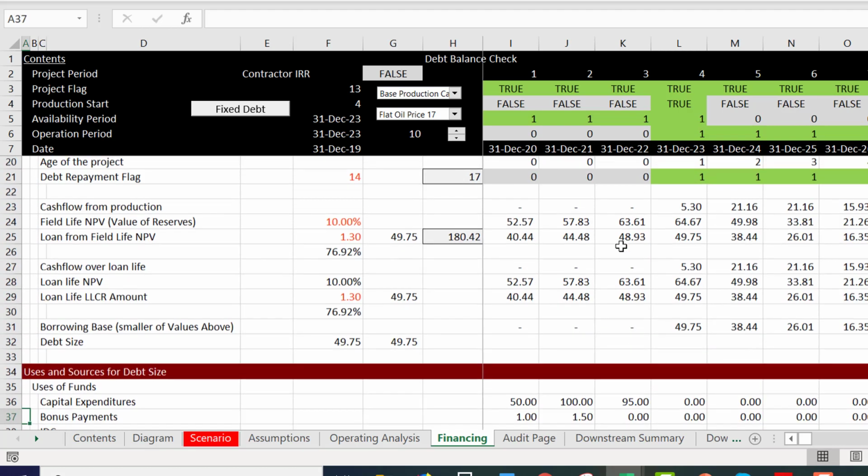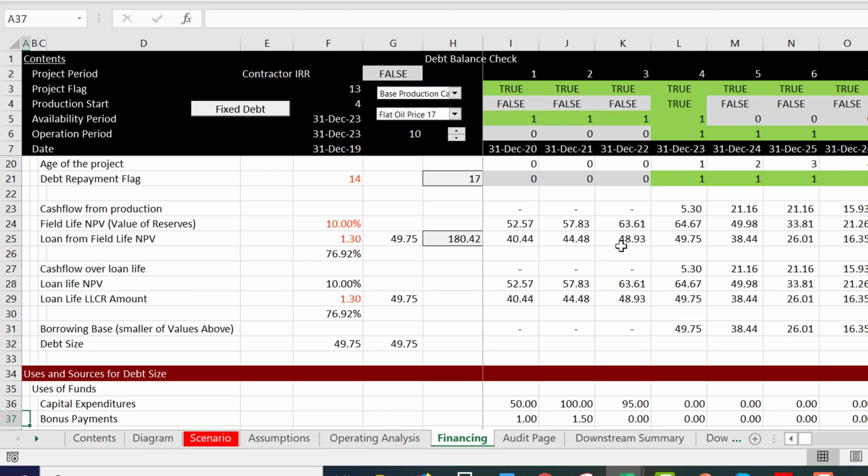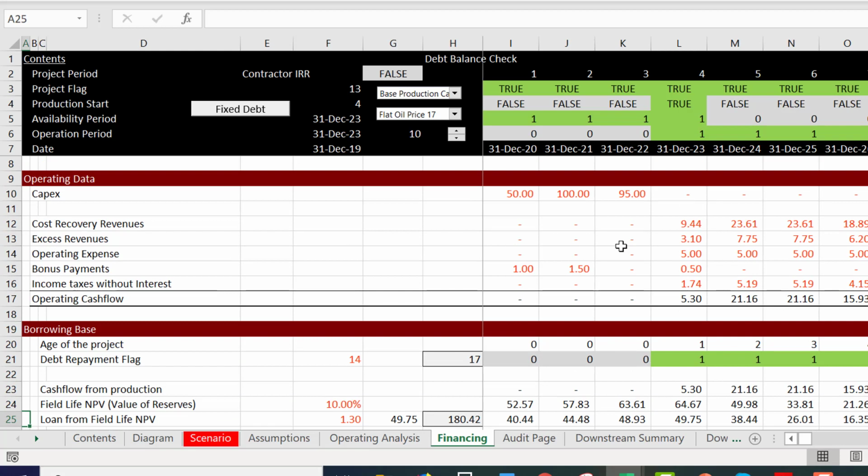So that's, for me, those are the key issues with reserve-based lending. It depends on how you value the assets, and the size of the loan plus the repayment of the loan is driven by the reserve report.